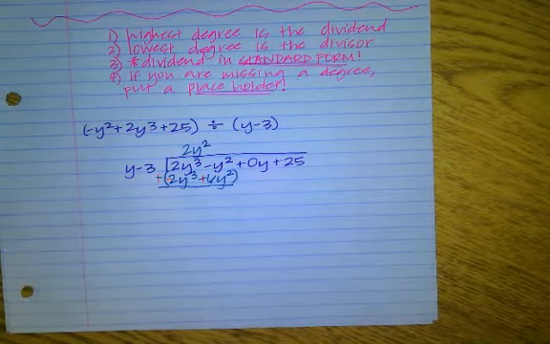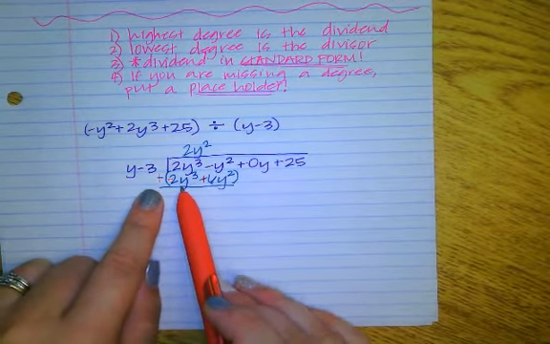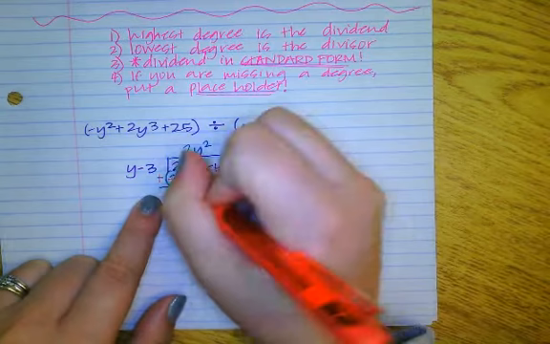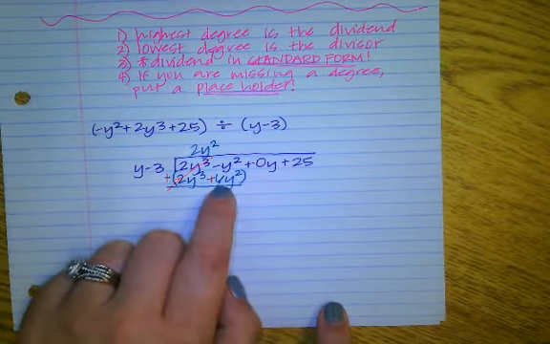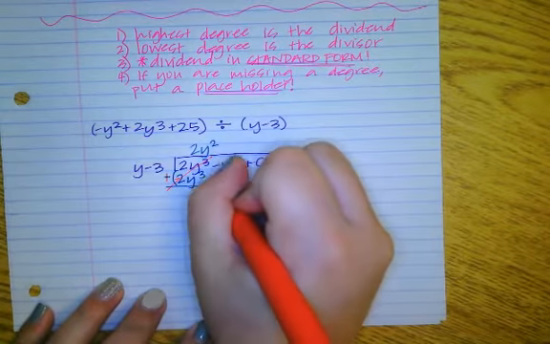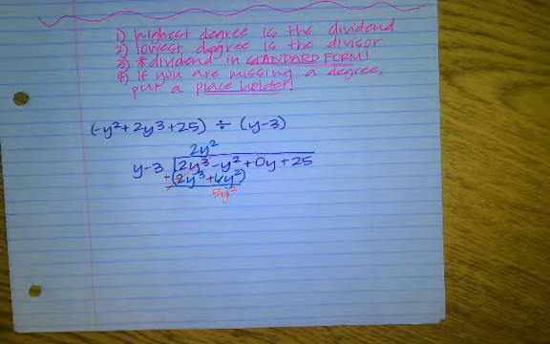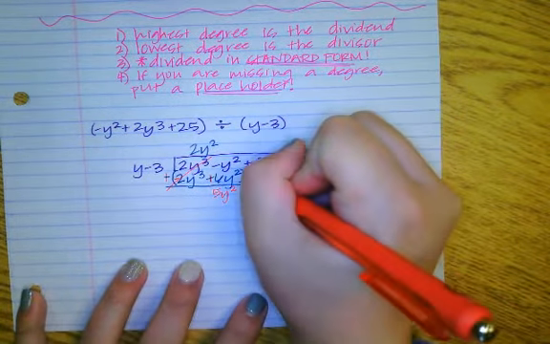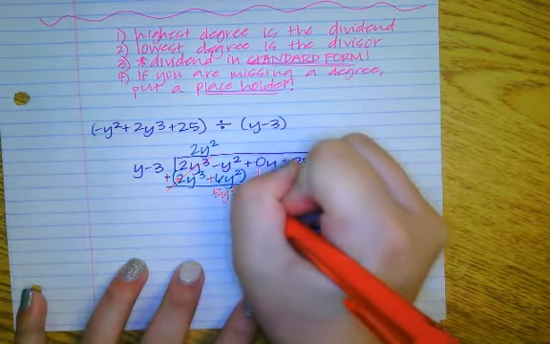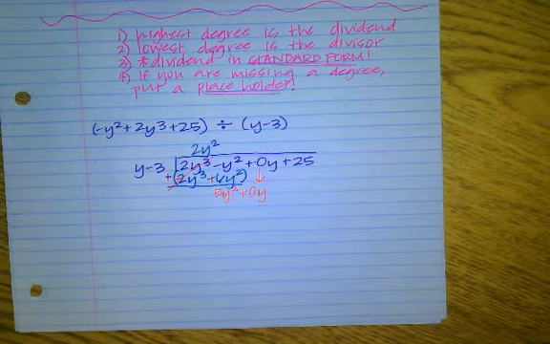Okay, so once I do this, I have 2y cubed plus a negative 2y cubed. What happens there? Cancels. And now I have negative y squared plus 6y squared, which is what? 5y squared. And then just like with long division, that we just did up there with just numbers, you're bringing down your next term. Okay, next step.